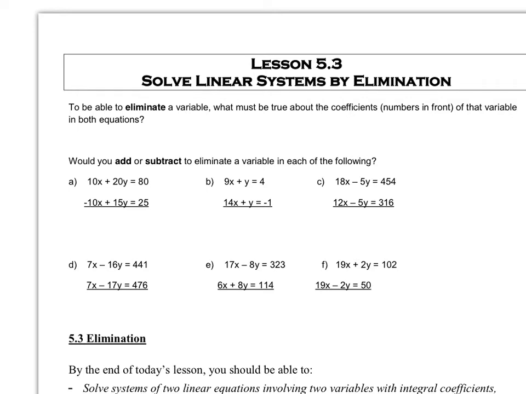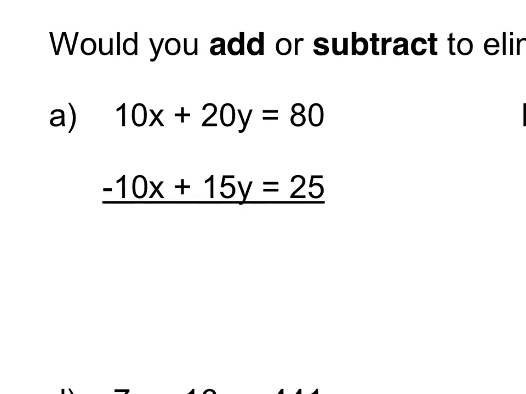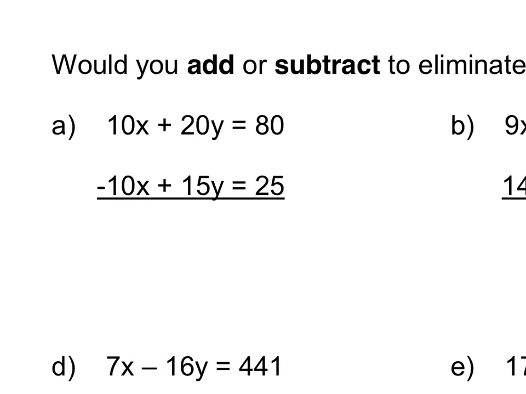So what we're going to be looking for is coefficients that have the same value, the same number. We're not so worried about the sign because we can always change the signs by adding or subtracting to turn it into a 0. So let's practice eliminating some variables. This is not elimination yet. All we're going to be doing right now is practicing making a variable into a 0. With my first example here, I've got two equations, 10x plus 20y equals 80, and negative 10x plus 15y equals 25. What I want to practice right now is just turning one of these variables, either the x or the y, into a 0 by adding or subtracting.